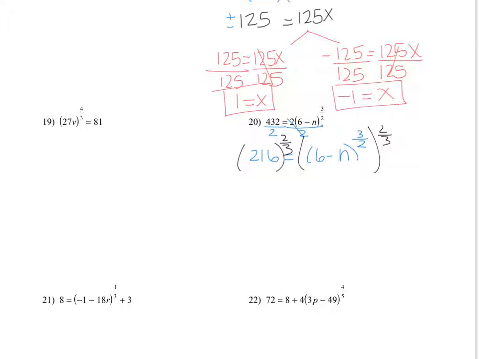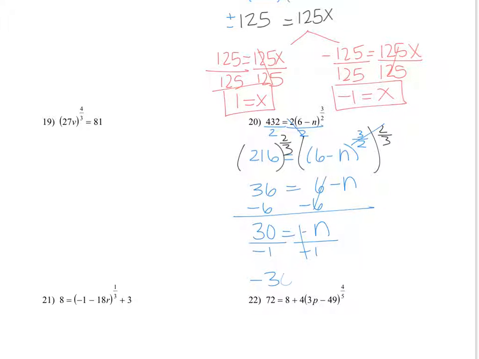So take a minute, put this into the calculator, pause the video until you've done so, and then hit resume. Okay, you should be getting 36 equals, these will cancel, 6 minus n. Subtract 6 on both sides. You should get 30. Divide by negative 1, and you get n equals negative 30.